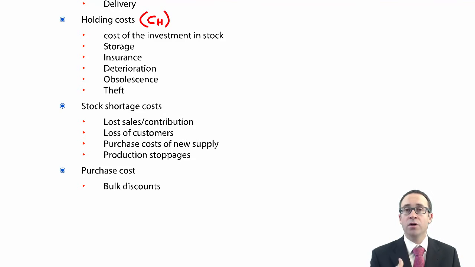Likewise, if you've got a stock shortage, then you need to try and replenish those goods as quick as possible. So you might have to have, if you like, an emergency order. So that purchase cost for the new supply could be a lot more expensive than what it would be normally. And it may be potentially that you need to stop production elsewhere to produce the goods that you require to sell to your customer. And again, that increases the costs of your inventory.